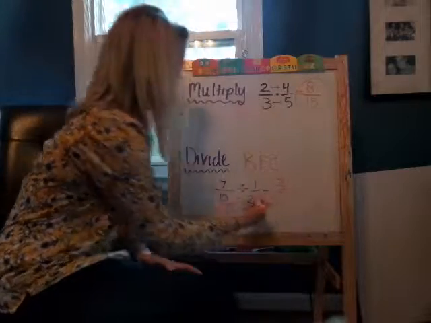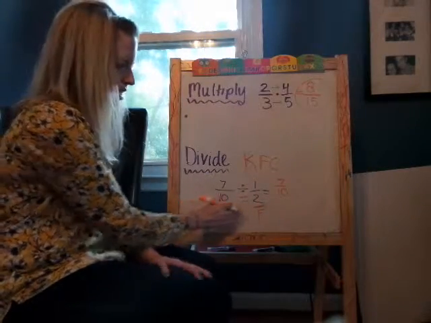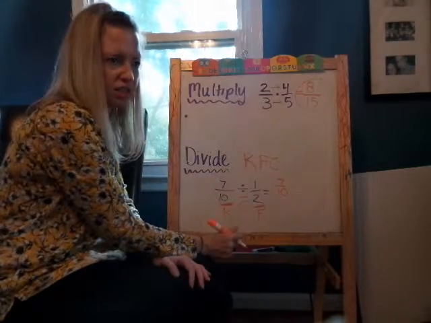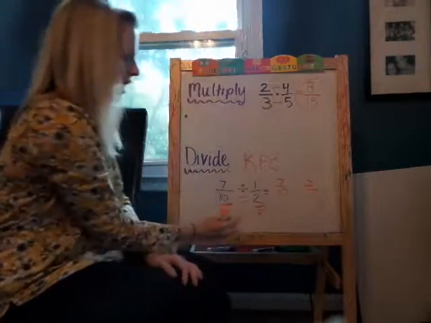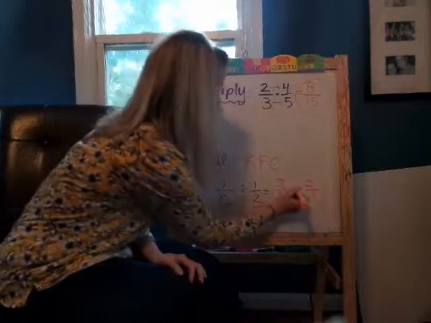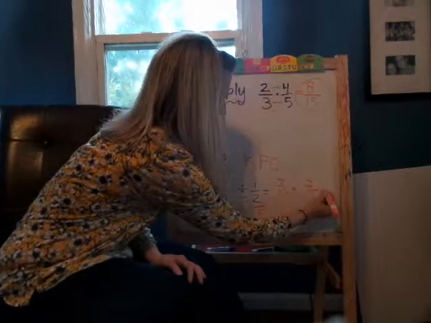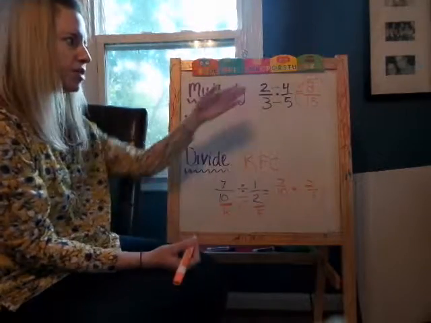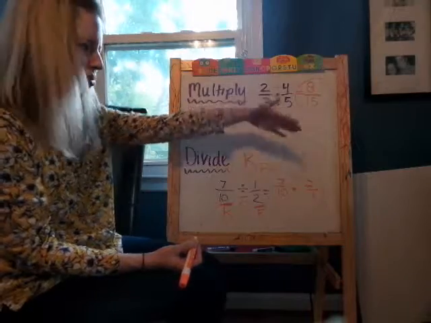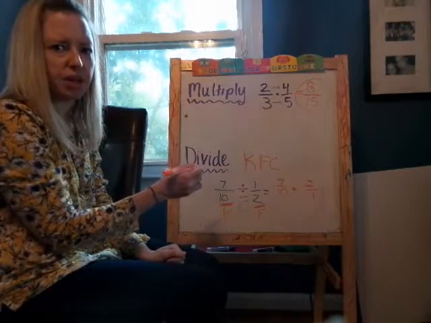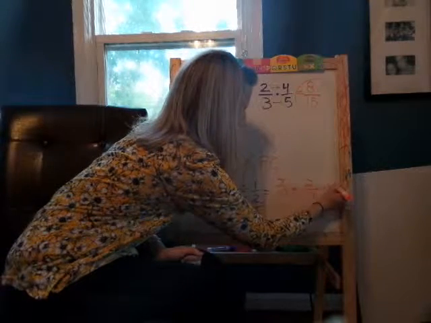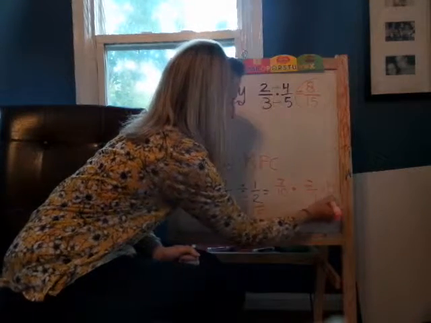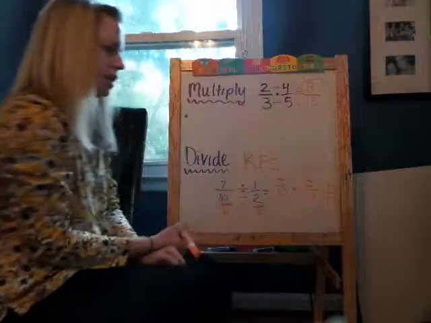Okay, so what this looks like is keep 7/10. We kept the first fraction, flip the second fraction. Instead of 1/2, we change it to 2 over 1. And then we change division to multiplication. Okay? Now we follow the same rules we did up here for multiplication. We multiply top times the top and bottom times the bottom. 7 times 2 gives us 14. 10 times 1 gives us 10.